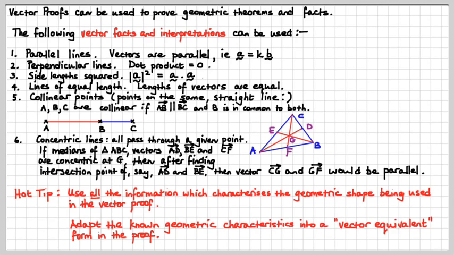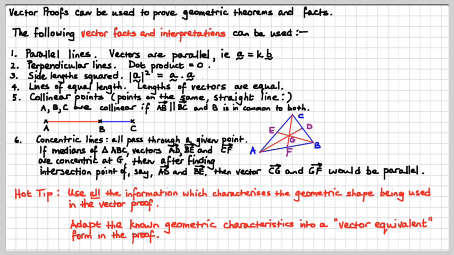The other thing is you adapt the known geometric characteristics into a vector equivalent form in the proof, such as what I said above, where I was saying the length of a squared equals a dot a for a vector. That's how you do side a squared in vector format. You just do a dot a.